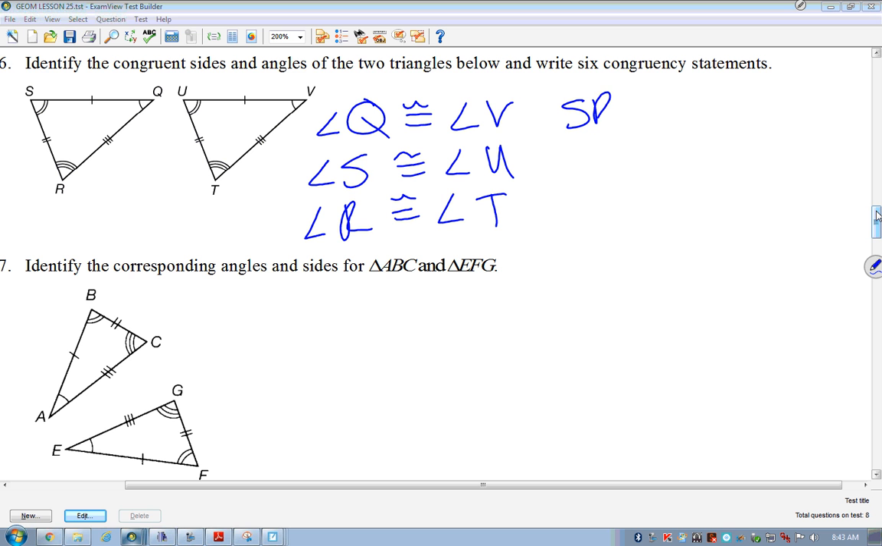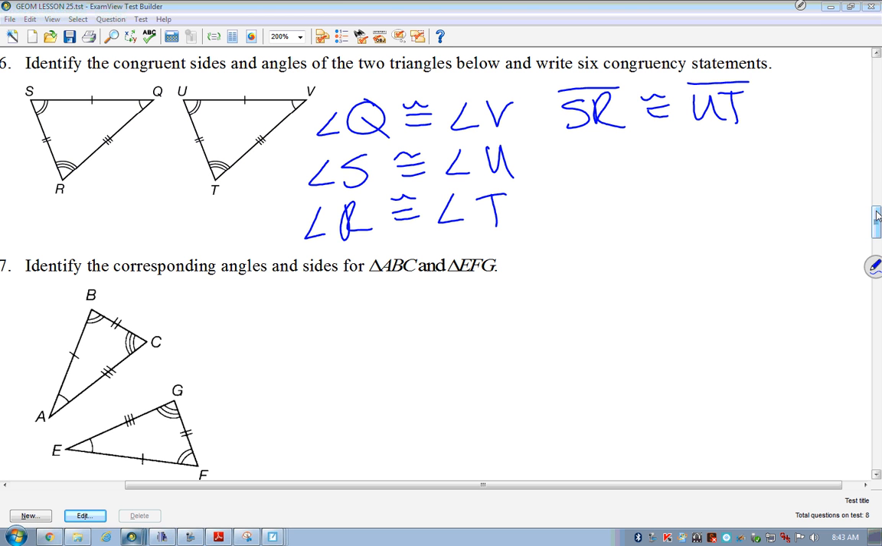SR. Okay, SR with a line over the top of it, right? Is congruent to what? SR is congruent to what? UT, right? Okay, and we understand why we're not writing that as TU, correct? Okay, good. All right, what's next? Let's see, Katie, give me another side.